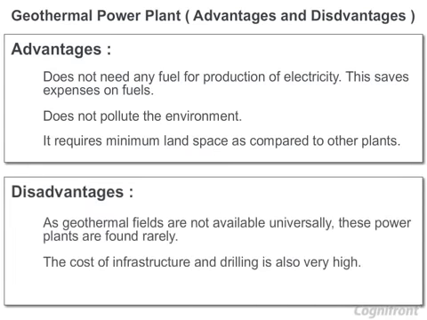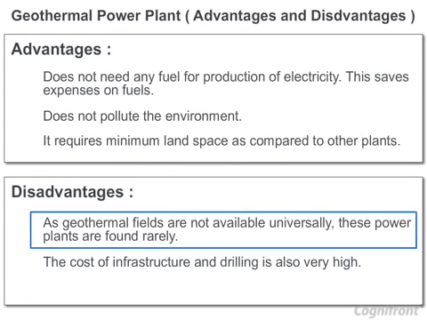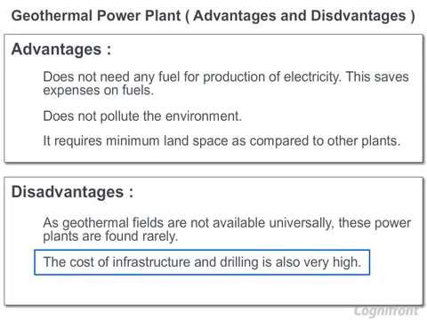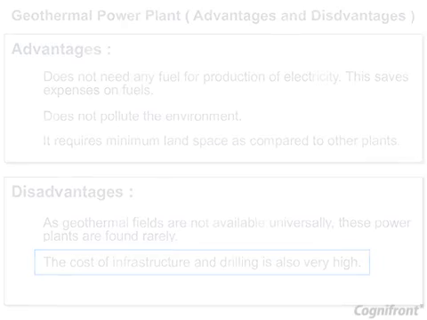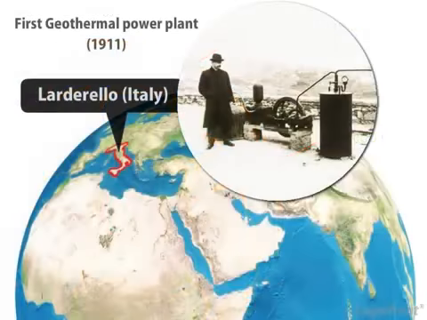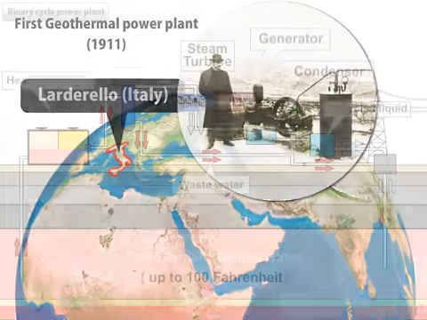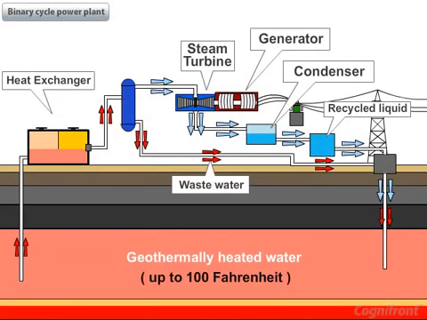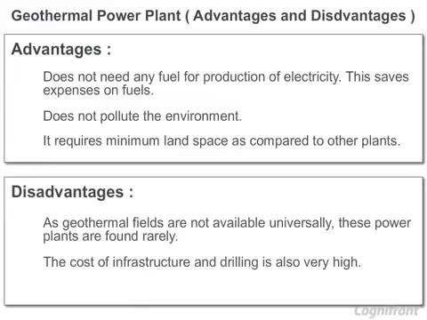However, a geothermal power plant has some disadvantages. As geothermal fields are not available universally, these power plants are found rarely. The cost of infrastructure and drilling is also very high. In this session, we learnt about geothermal energy, the history of the geothermal power plant, and the working principle of a geothermal power plant. We also learnt its advantages and disadvantages.